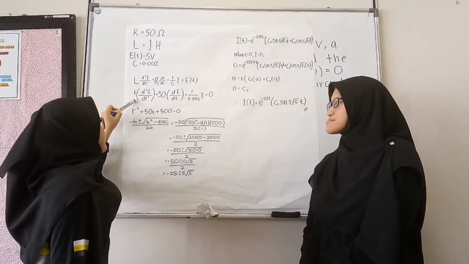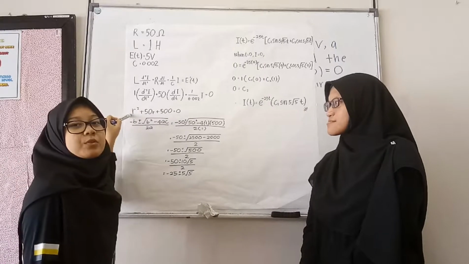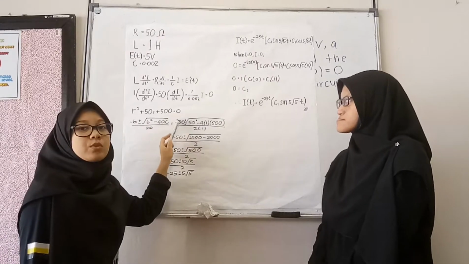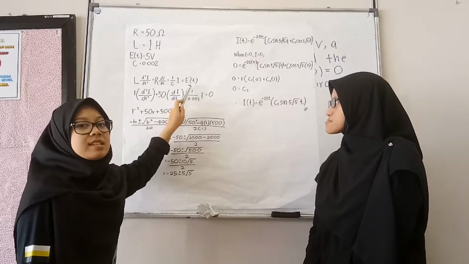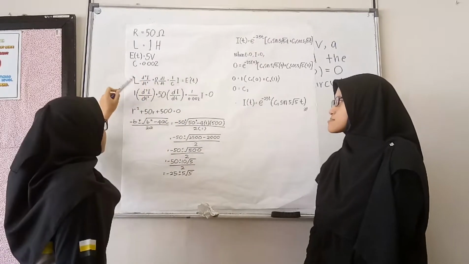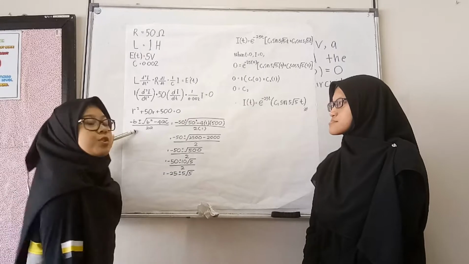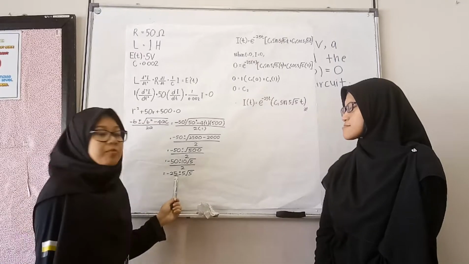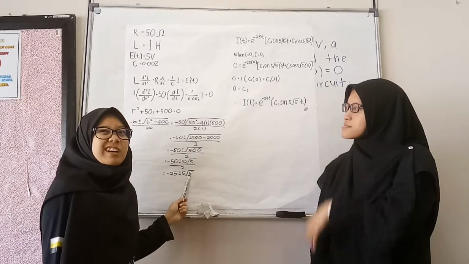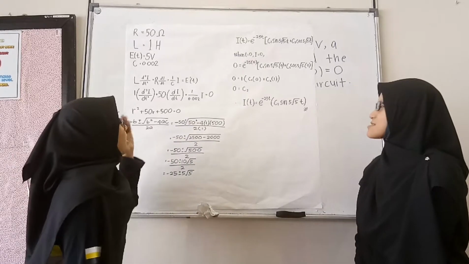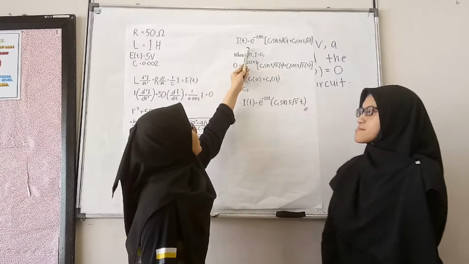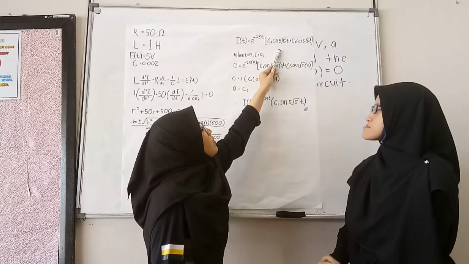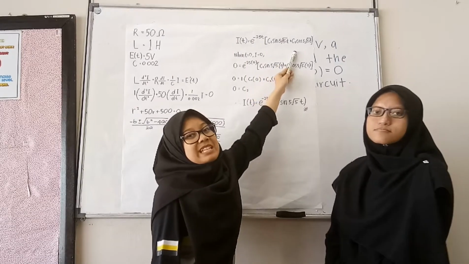So we are going to solve it with our characteristic equation, which is r squared plus 50r plus 500 equal to 0, because our E'(t) is 0 because our E(t) is 5. Then we solve it using case number 3 in the characteristic equation, and we get negative 25 plus minus 5 square root of 5 i. So the equation that we get is I(t) equal to e to the negative 25t times C1 sine 5 square root 5 t plus C2 cos 5 square root 5 t.